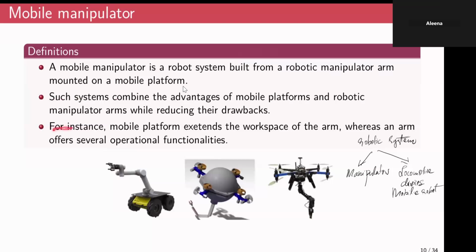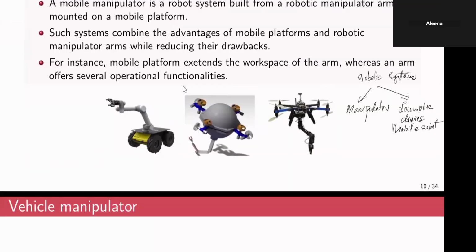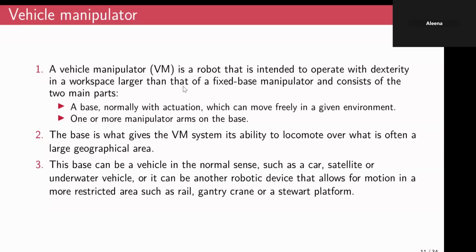For instance, a mobile robot extends the workspace of an arm, right? So a mobile robot practically makes the workspace of an arm unconstrained, whereas an arm offers several operational functionalities. So the features of the robotic arm and the mobile robot complement each other. All right, so that is about the mobile manipulator.